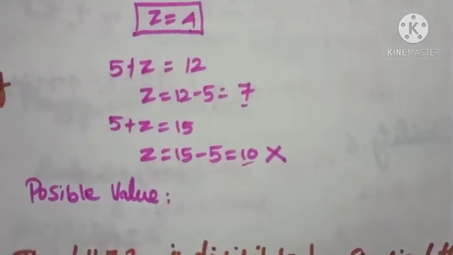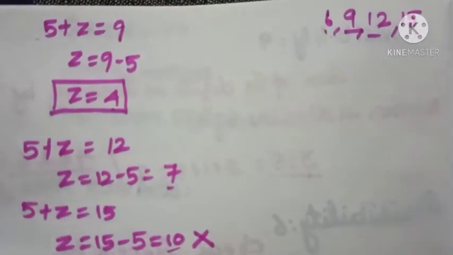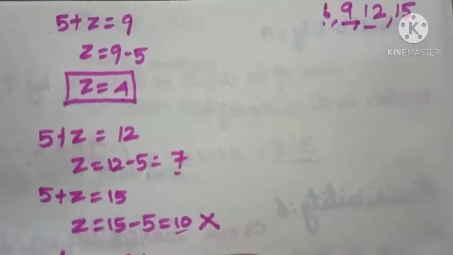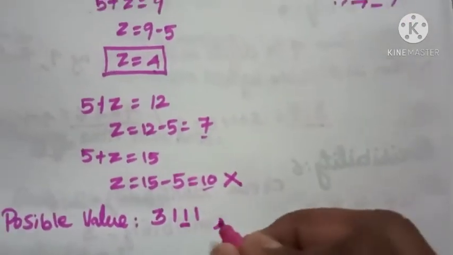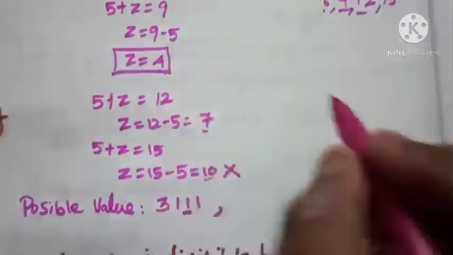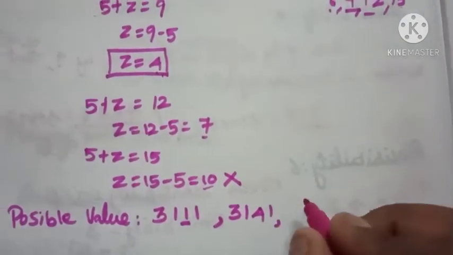So the possible values: first time we get 1. So 3111, instead of Z we take a 1. Okay, and the second possible value we got is 4. So 3141.